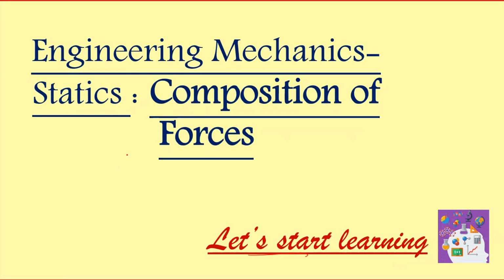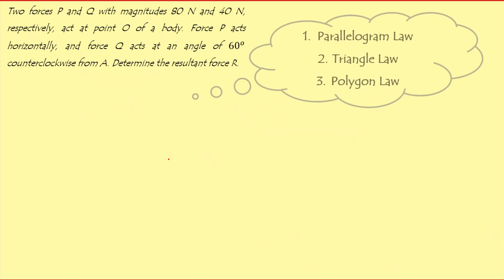Today we will discuss a very important point in engineering mechanics which is known as composition of forces. So this composition of forces is nothing but an addition of multiple forces to get its equivalent force which is known as resultant. This composition of forces is achieved through three different methods: the parallelogram law of force addition, the triangle law of force addition, and the polygon law of force addition.